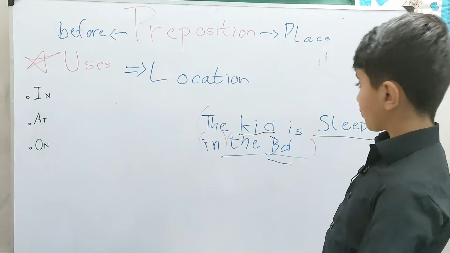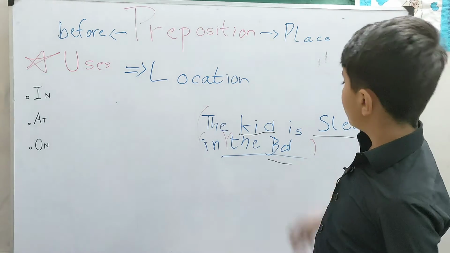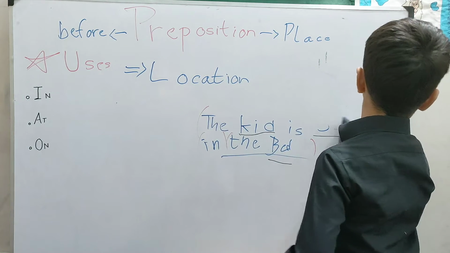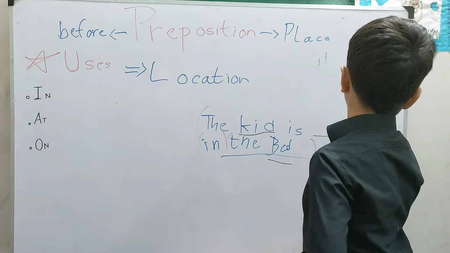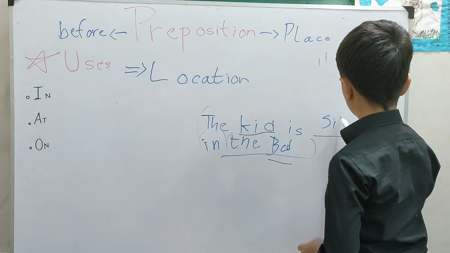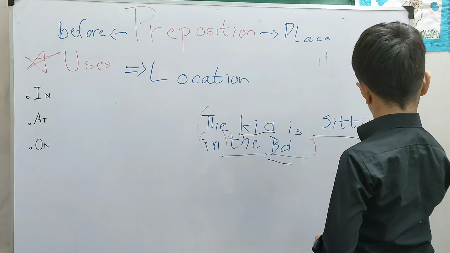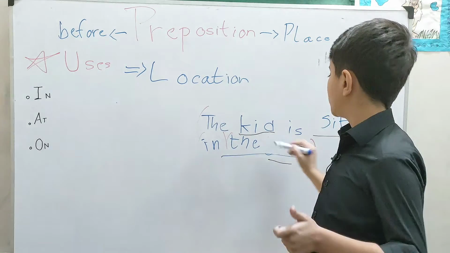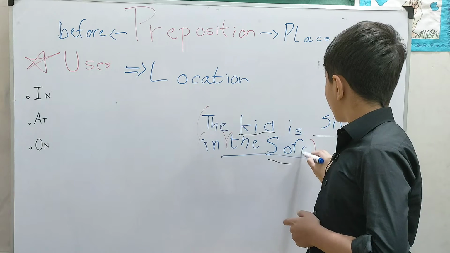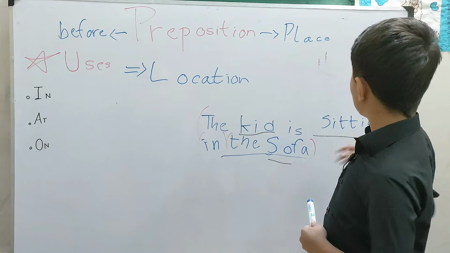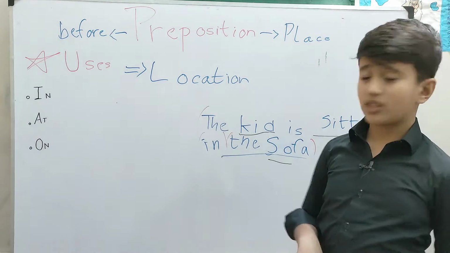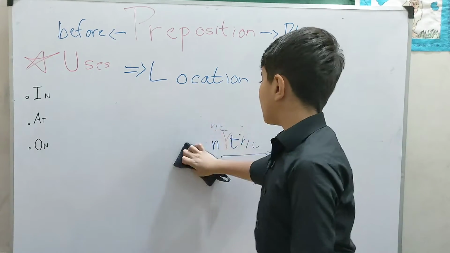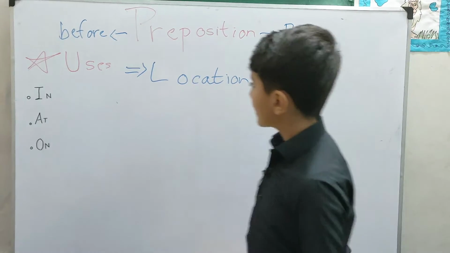Now it's correct. But when we say, for example, he is playing, we cannot say in the bed. Or if we say he is sitting, and I exchange it, I would just write sofa instead. So the kid is sitting in the sofa. Now this is correct. But if I write anything else, then it won't be in. Now the cat is on the table.